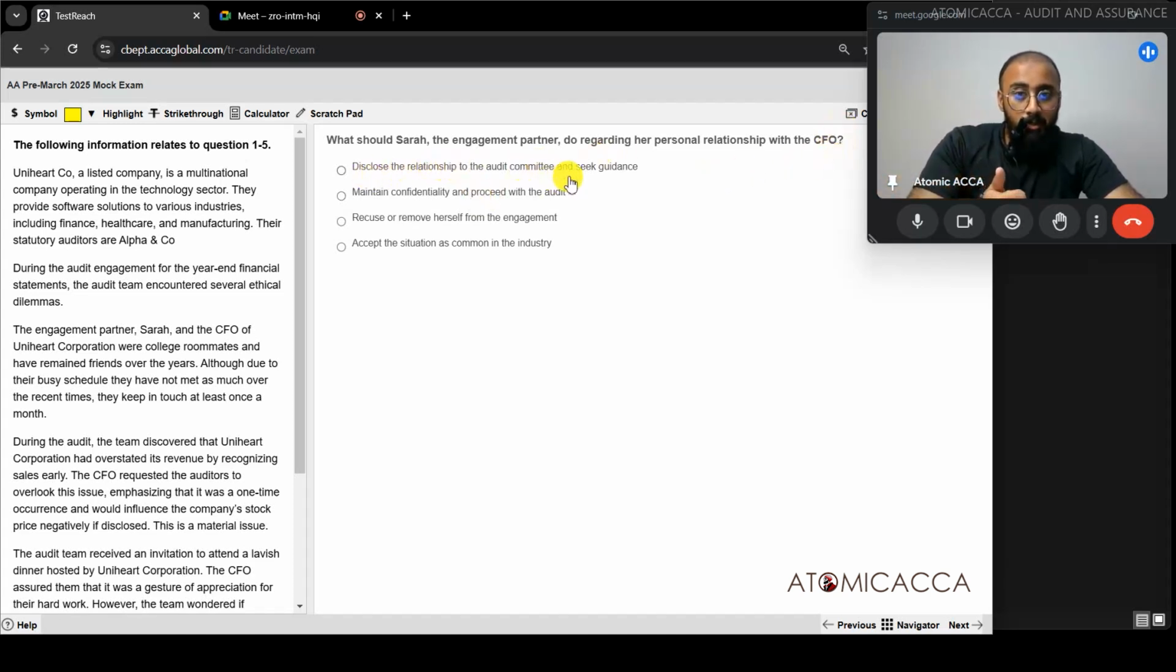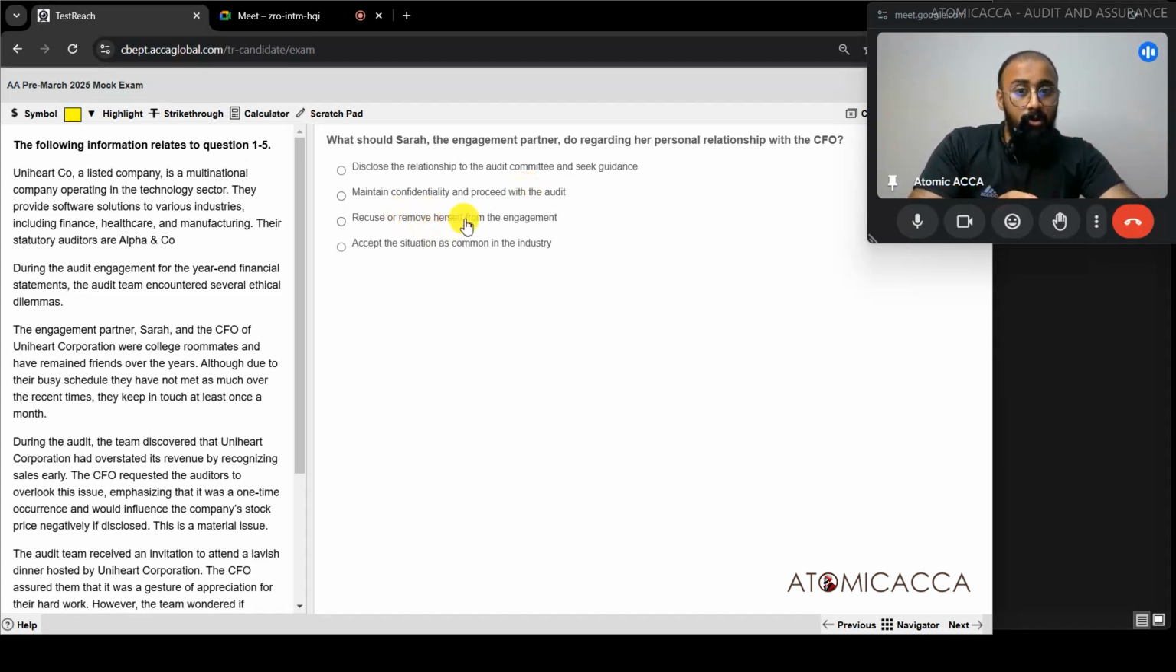Disclose the relationship to audit committee and seek guidance. Seems fine. Maintain confidentiality and proceed with the audit. Now, just because they have a familiarity threat, if they maintain confidentiality, it's simply about not letting the client's information get leaked outside. But that's not going to solve the problem of familiarity.